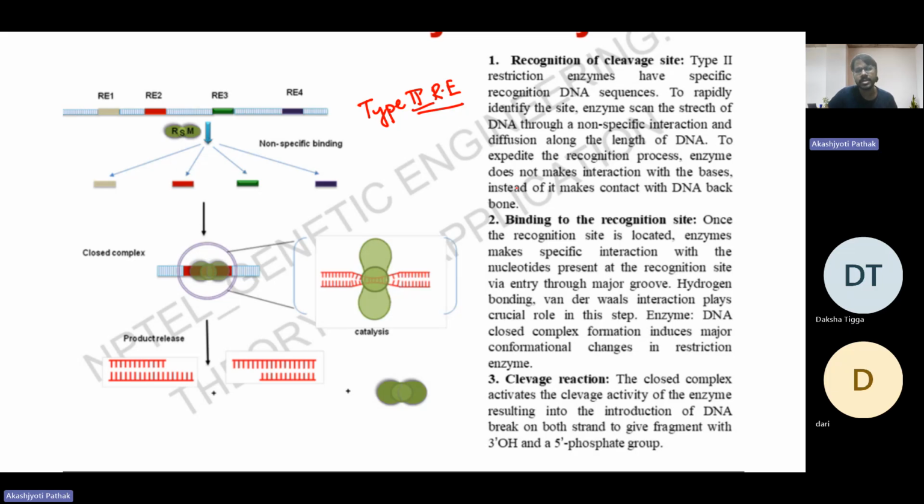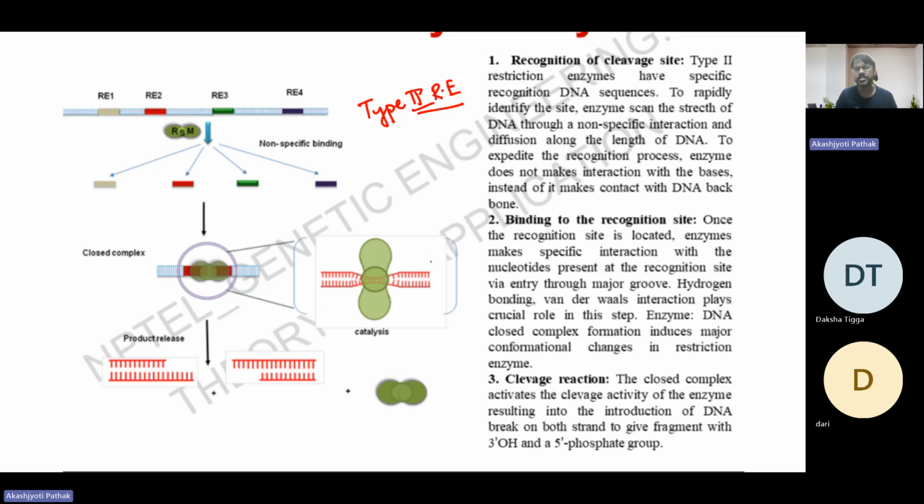Then, once it has found its recognition site, the enzyme will make specific interaction with the nucleotides present at the recognition site. Those nucleotides will be recognized, and it will bind to the recognition site. Now, at this site, what will happen? It will interact with the nucleotide bases by hydrogen bonds and van der Waals interactions, and a closed complex is formed between the DNA and its recognition sequence. The closed complex formation induces major conformational changes in the restriction enzyme, and after that, the cleavage reaction takes place.